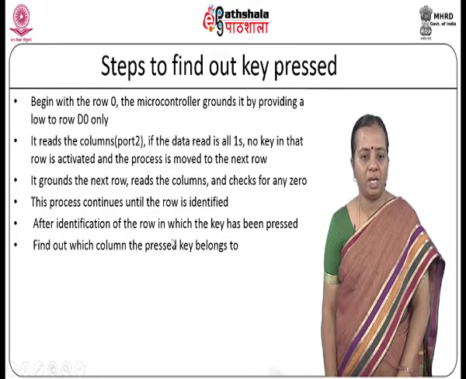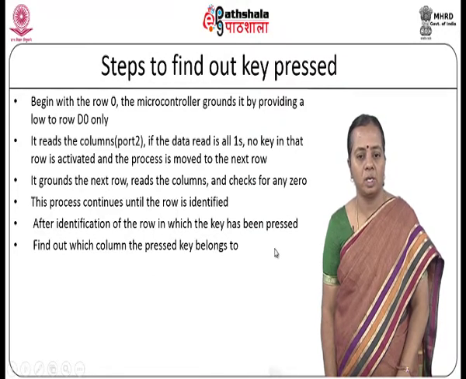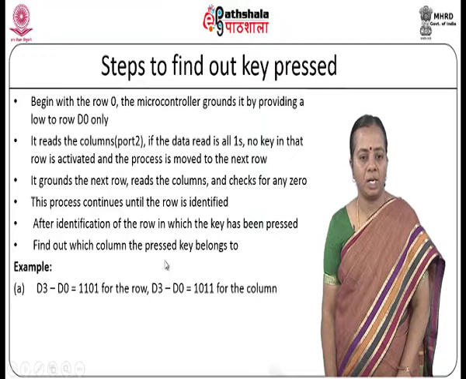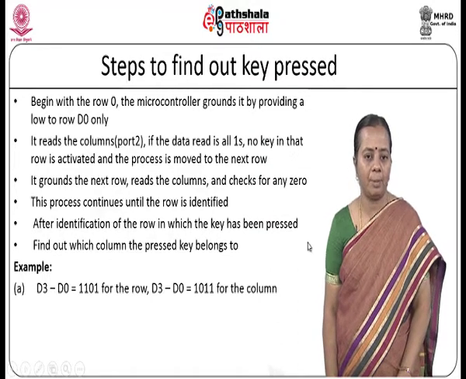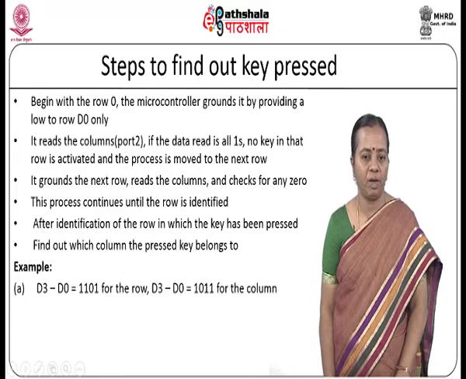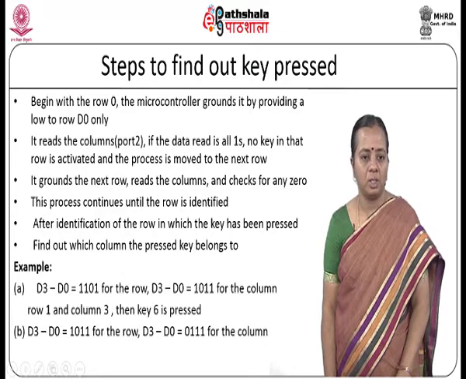So, after identifying the row in which the key has been pressed, we will find out the column pressed, so that we understand which row and which column we have identified. By the crossing of these two, like a matrix, we will be in a position to identify which key is pressed. So, this is an example.